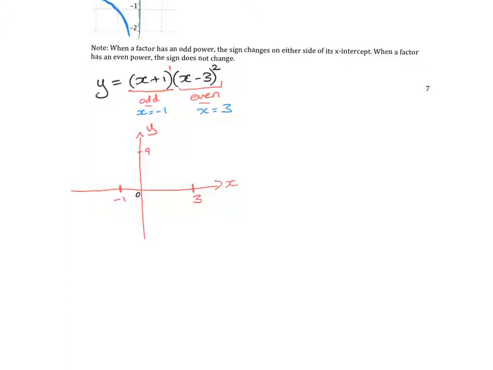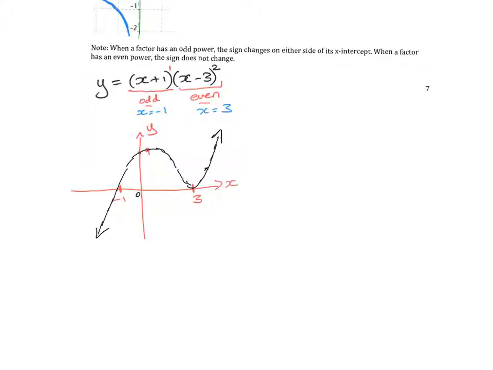Now, if I substitute something like x is 4, I'll get 4 plus 1, which is 5, and 4 minus 3, which is 1, so 5 times 1 is 5. So I expect to be somewhere here-ish. So what this function actually looks like, and you can check on your calculator if you're not sure, it looks something like this. That's what this function looks like, something like that.